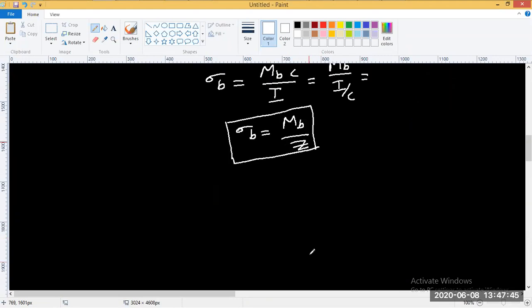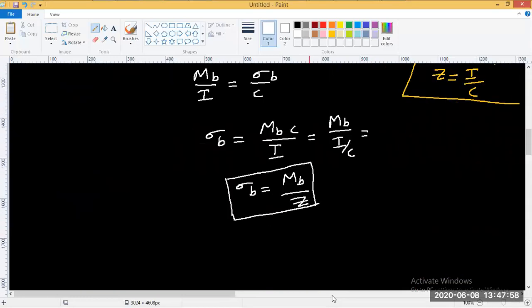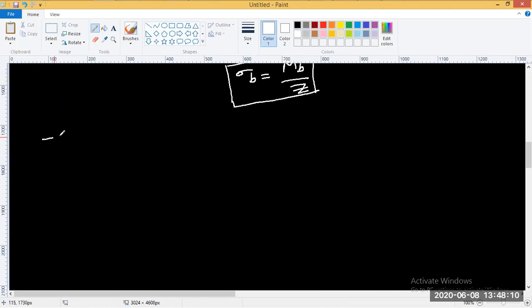So we'll continue. One last type of stress. We have started with axial. This is the second type, that is bending. So we'll move to the last type of stress which we'll be encountering here. It is called torsional stress. This is called torsional stress. Third and last type which we are seeing today.